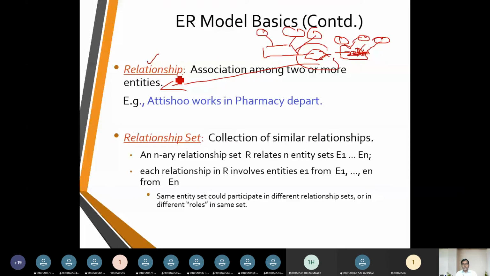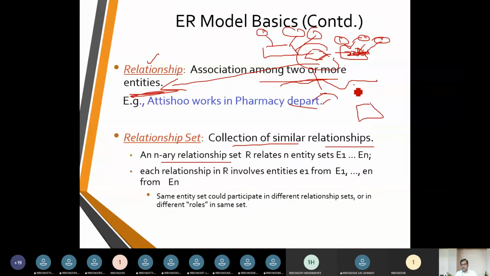So we do have two or more entities between them. So we bring in an association, and it is going to bring up this collection of similar relationships, so that multiple databases are going to be linked here. So at this juncture, we are going to call it a relationship set.